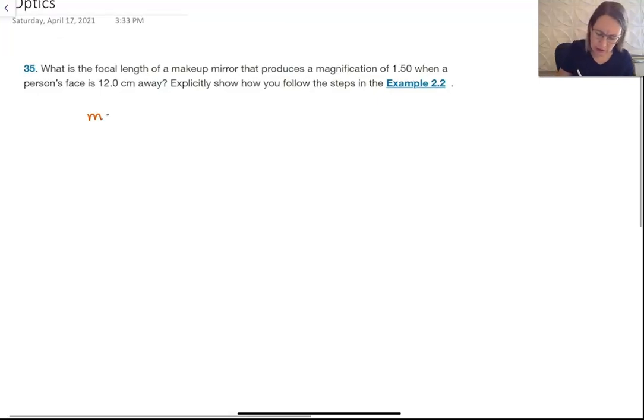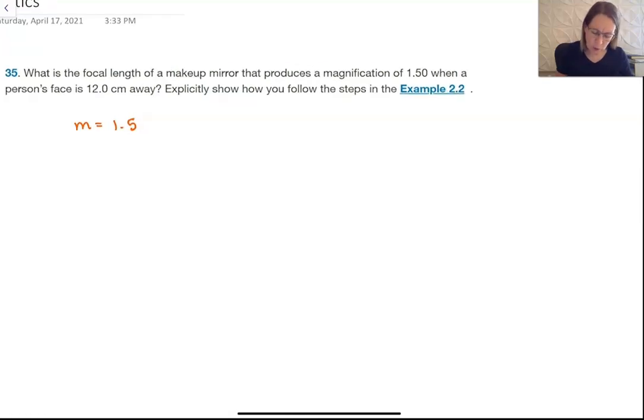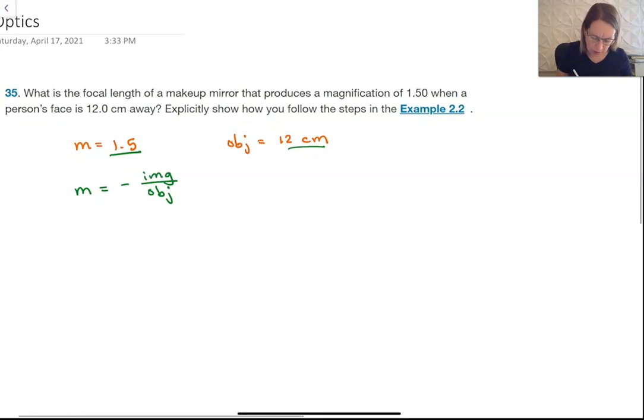So we have a magnification of 1.5, and the person's face is 12 centimeters away. In other words, our object distance is 12 centimeters away. And so the first thing we can do is say, well, the magnification is given by minus the image distance over the object distance. And so since we have the magnification and the object distance, we can find the image distance. So if I just solve this equation, the image distance is equal to minus the magnification times the object distance.